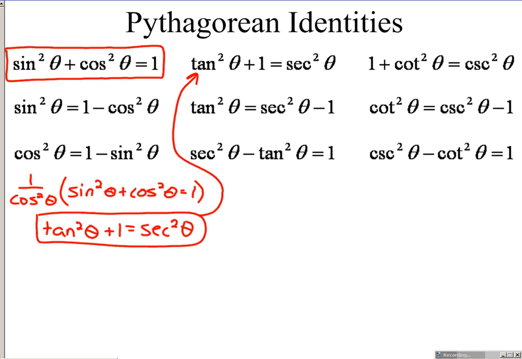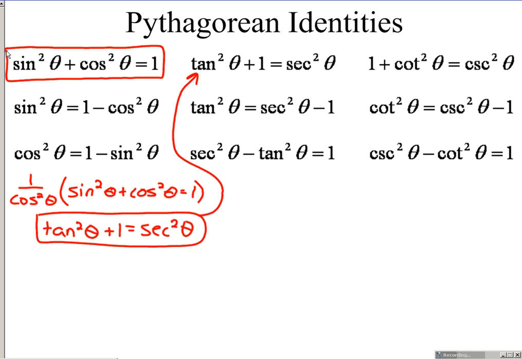Solving for various things here. If we solve this top one for tangent squared, we get tangent squared equals secant squared minus 1. Or we can get all the functions on one side, subtract the tangent squared over, and secant squared minus tangent squared equals 1. So once you know the top one, you should know those 3.